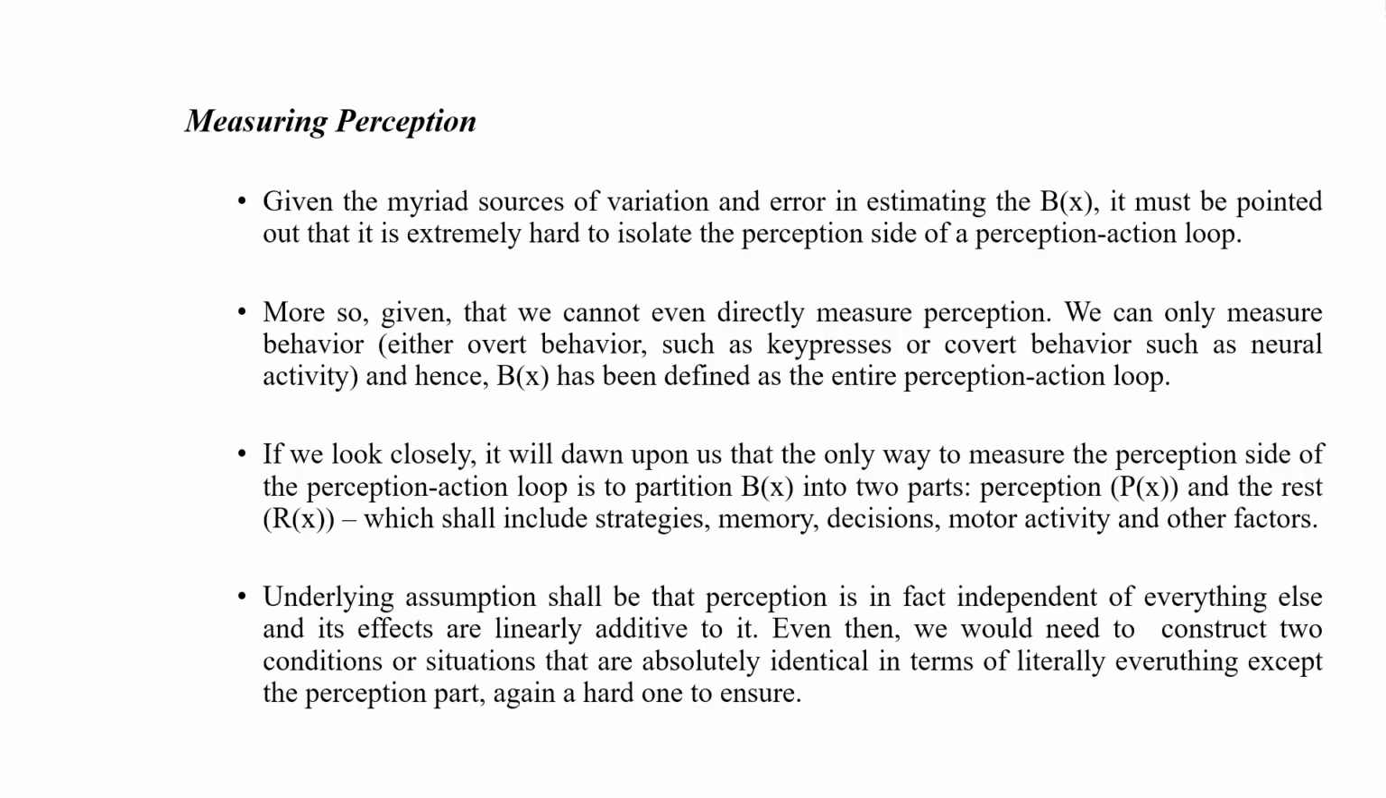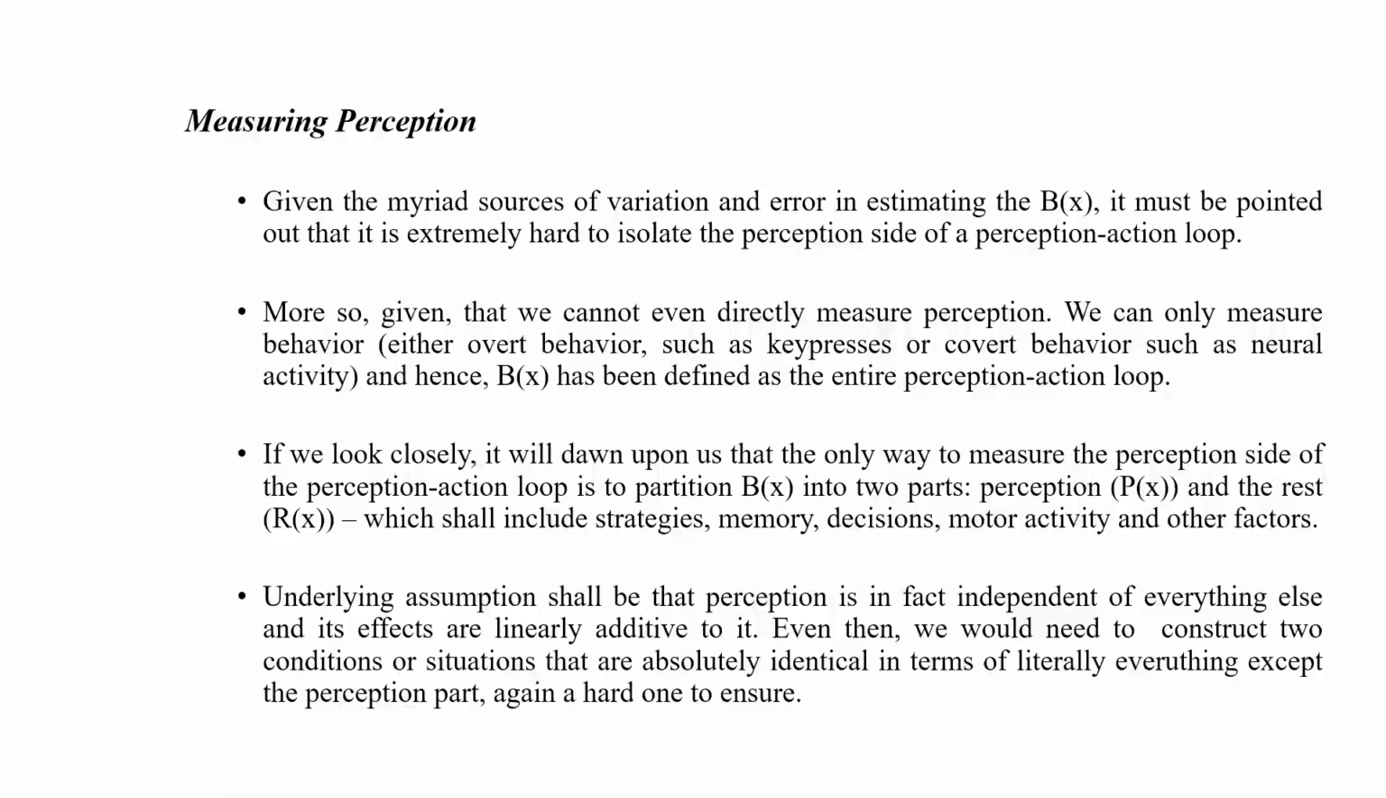Okay. It must be pointed out that it is extremely hard to understand the perception side of this perception action loop, because how our phenomenal experience is changing across these different conditions is not very easily understood. More so, we cannot even directly measure perception, we can measure only the responses that we are getting. Okay. So, we will get changes in values, 550 milliseconds, 540 milliseconds, 600 milliseconds, we are getting changes in these response times, but not really what is happening in the phenomenal experience.